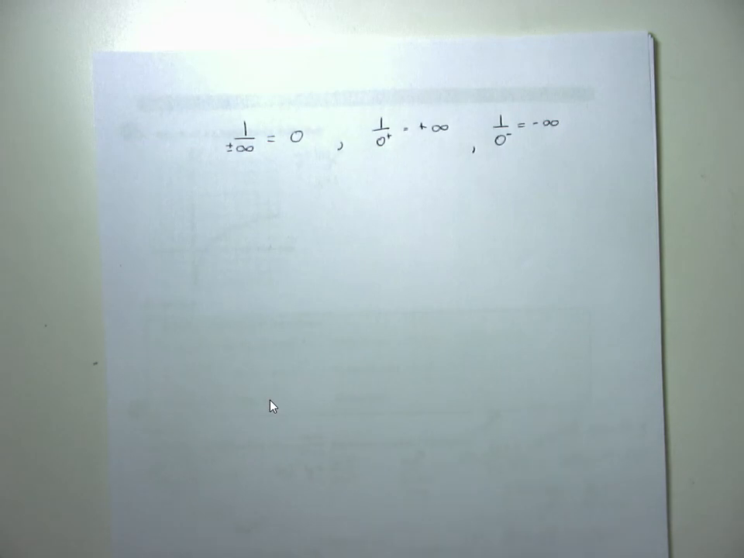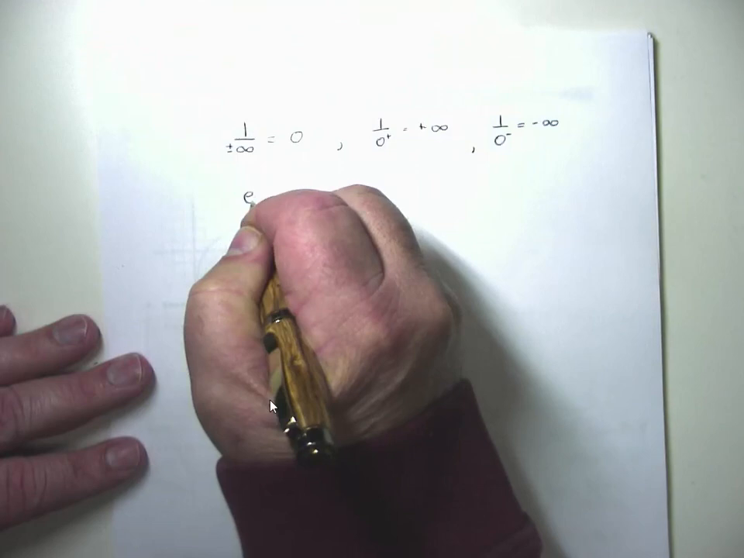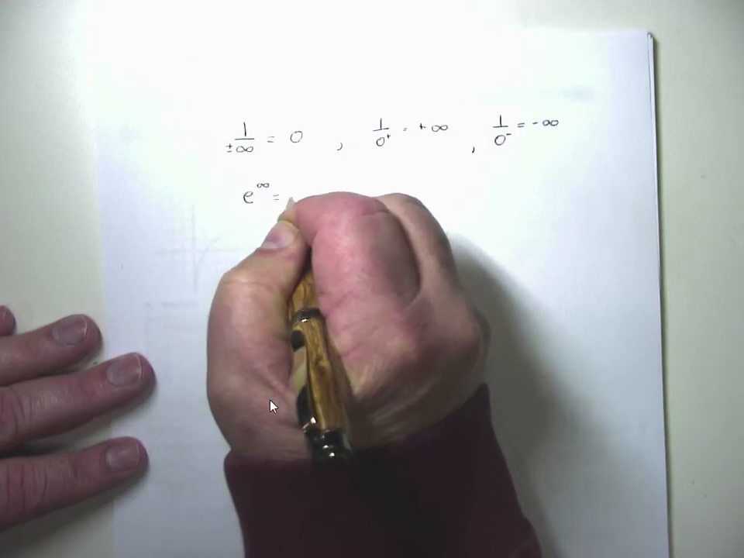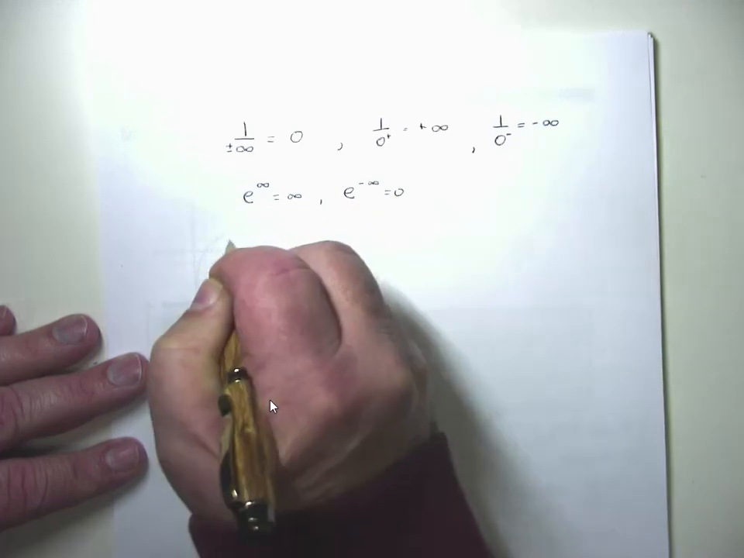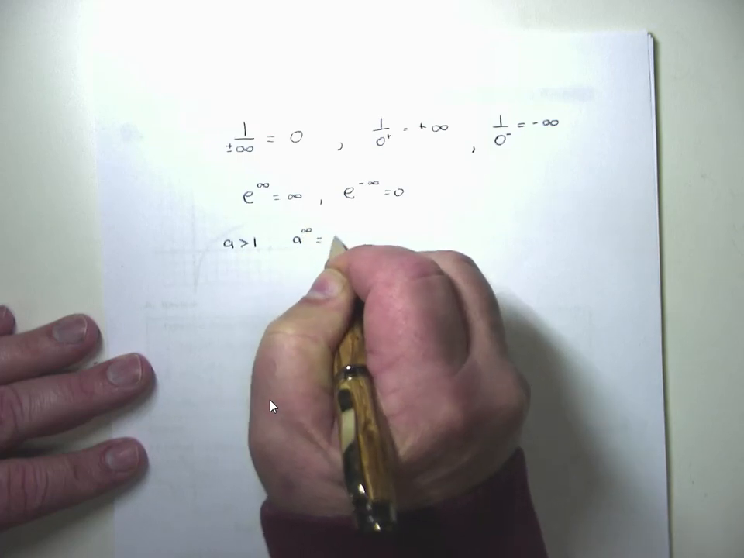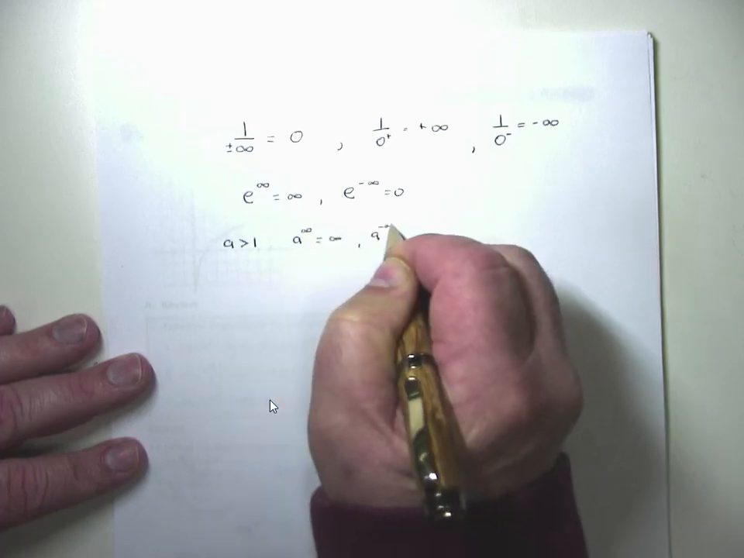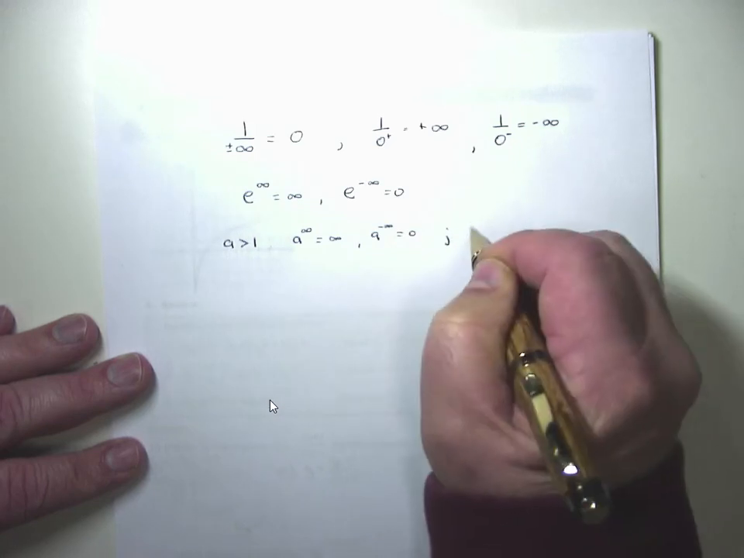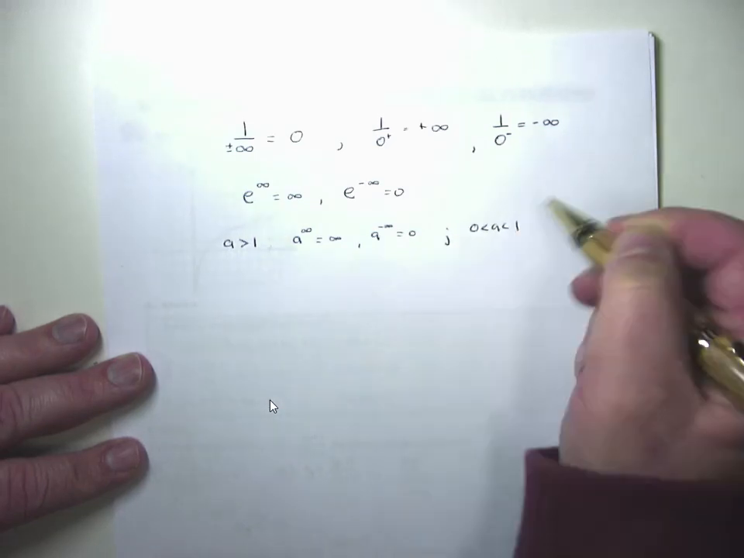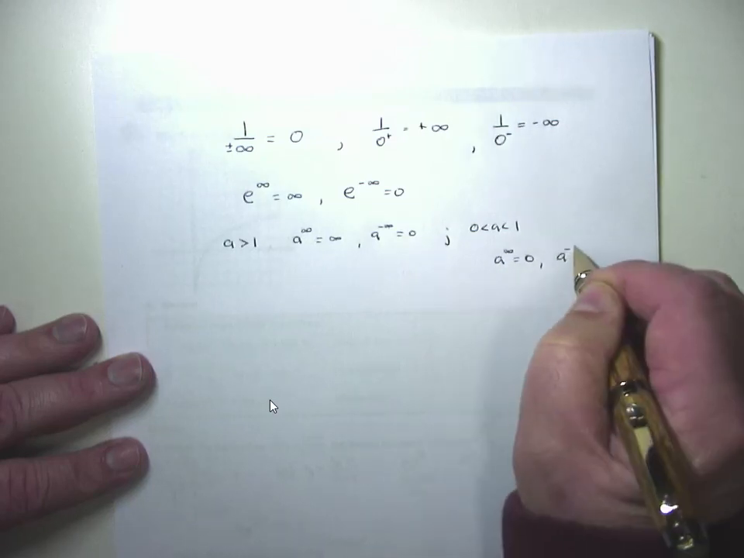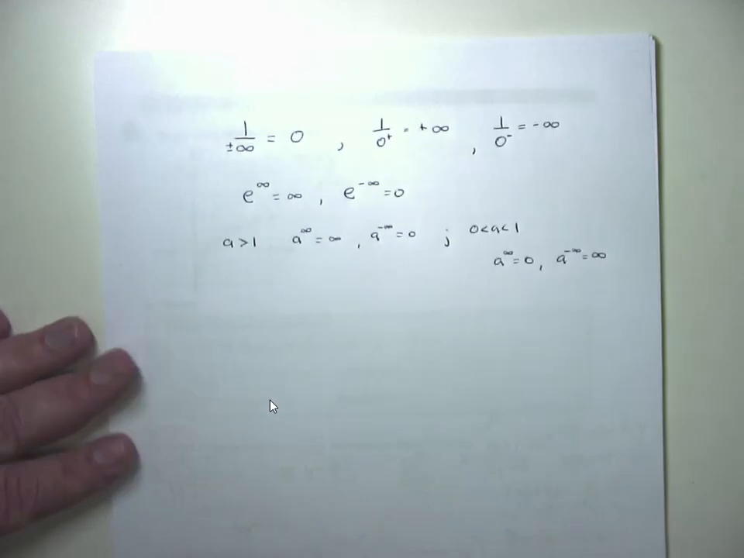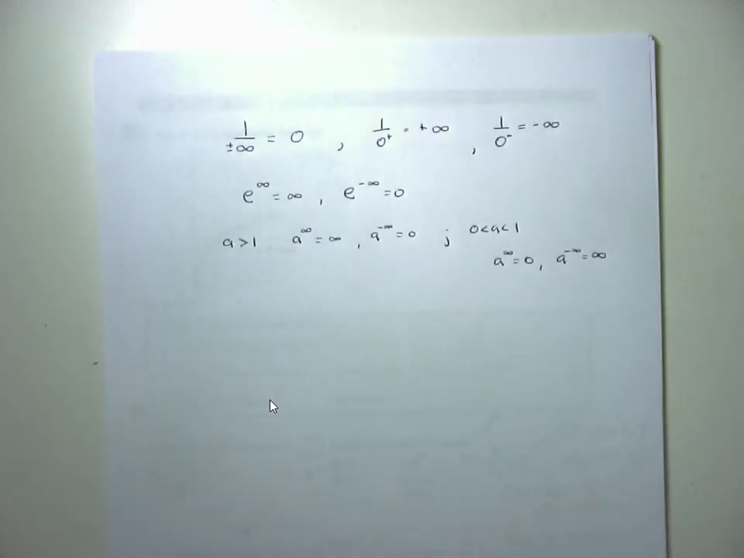Some of the other things you were supposed to know: e to the infinity is infinity. e to the negative infinity is 0. And if you happen to have a base that is bigger than 1, a to the infinity is infinity, and a to the negative infinity is 0. However, if you have a fractional base, then a to the infinity would be 0, and a to the negative infinity would be infinity. So it depends on what the base is, whether it be a fraction or not.